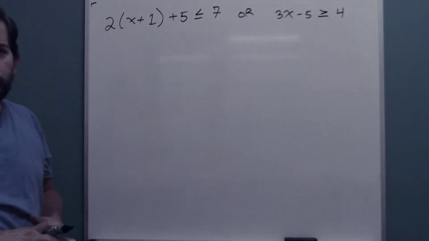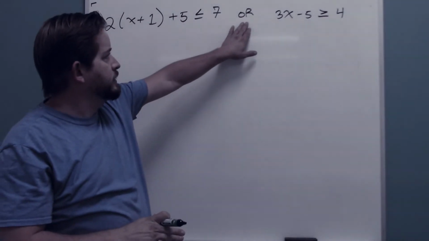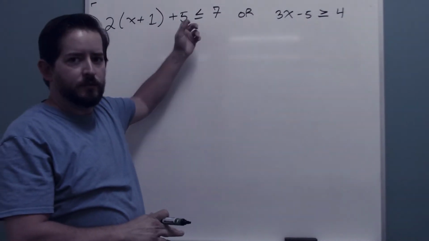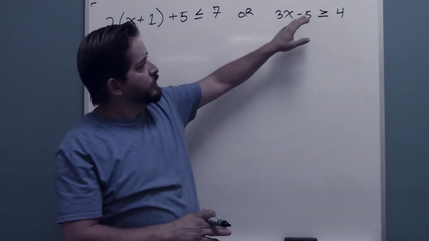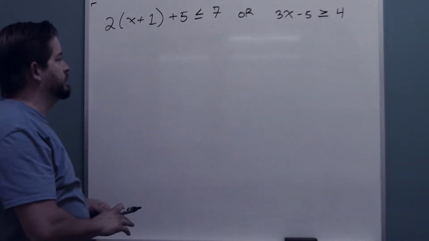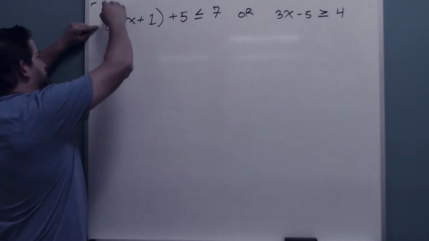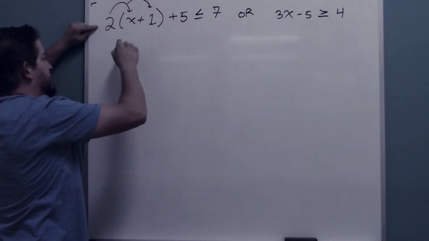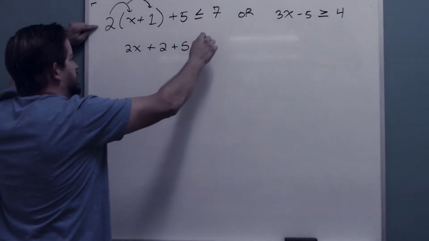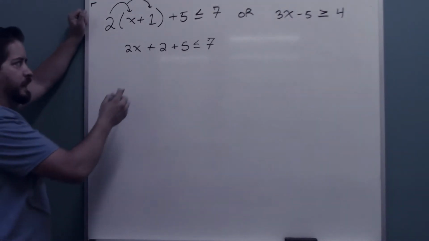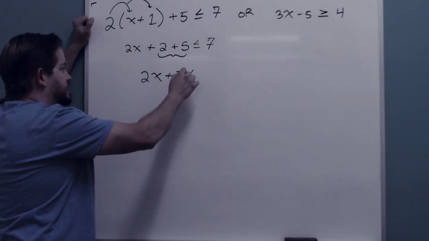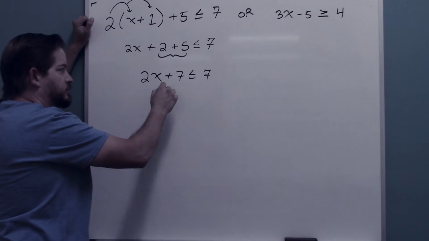So I've got two inequalities. They're conjoined with an or. It's a compound inequality. I have to satisfy the or of these, so I have to figure out the solutions to one, figure out the solutions to the other, and then figure out what the union of those two is. So I'll start here. I can distribute. This becomes 2x plus 2 plus 5. Combining like terms here gives me a 7, so I've got 2x plus 7 is less than or equal to 7. I can subtract my 7.